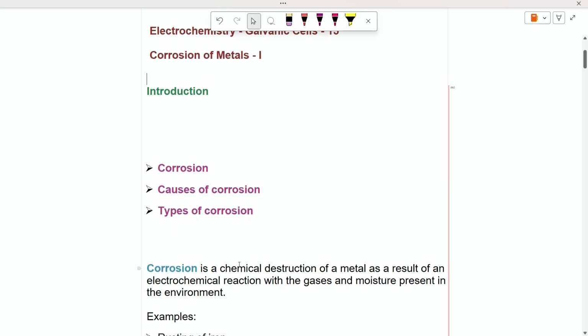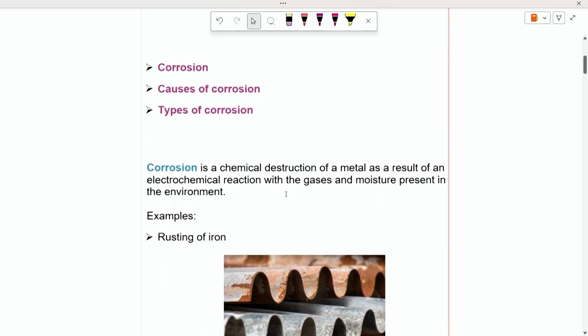So, in this session, we will be dealing with corrosion and how the corrosion can be controlled, and also we will be seeing the theories. First we will be seeing corrosion, the causes of corrosion and the types of corrosion, mainly based on the chemistry of corrosion. Now, we will go for the definition.